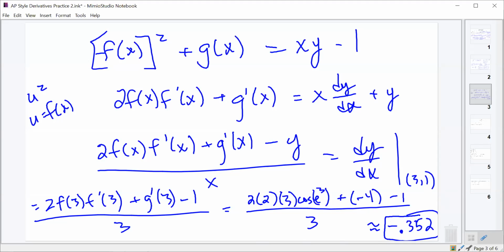Any questions or issues with that entire problem? It's almost identical to the one we did yesterday, except with different numbers. So it should have been pretty straightforward, I hope.